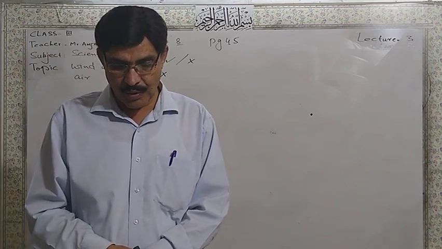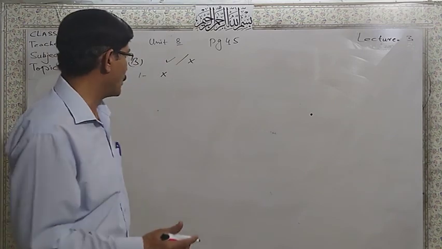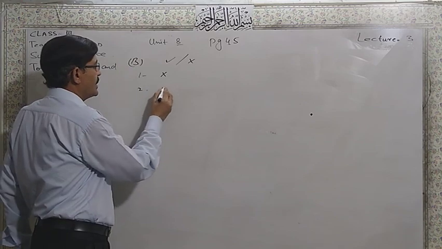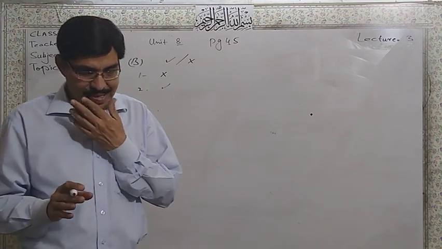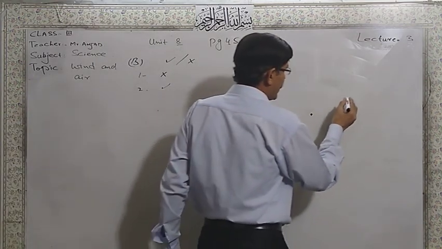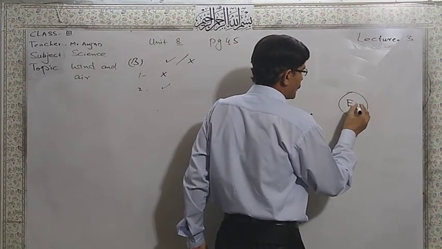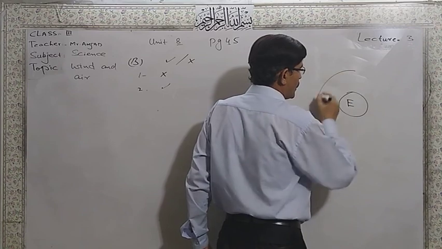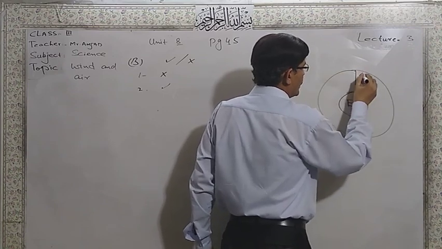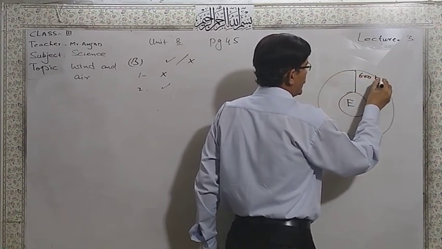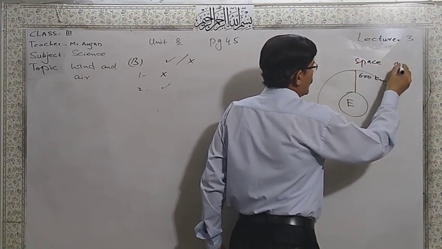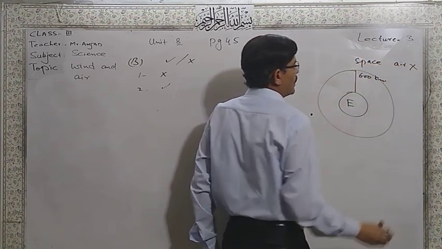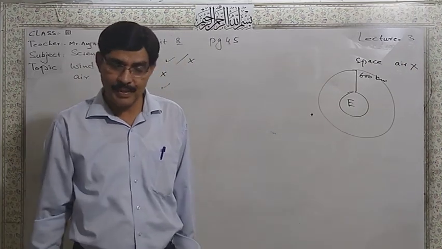Second one, there is no air in space. Yes, of course. As I mentioned earlier, there is no air in space. Here is the Earth, and this is our ozone layer, from 600 kilometers above. There is space, and space has no air. There is no air in space.